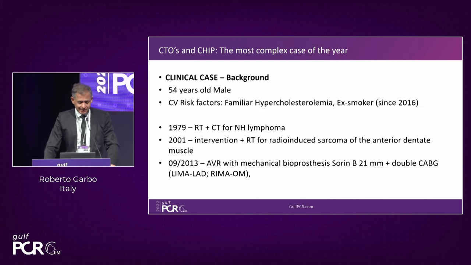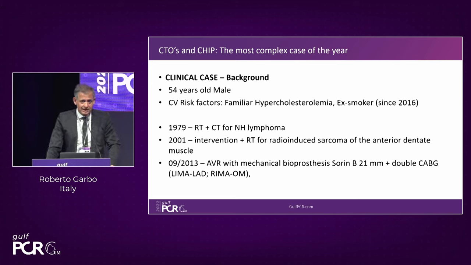Then we go to the last case, and then we have time to have some discussion. This is the most complex case I did this year. It's a very unlucky patient, 54 years old male with some risk factors, but the main problem that he had, in 1979, when he was really young, was non-Hodgkin lymphoma that was treated by radiotherapy. And then in 2001, he had a new cancer, a sarcoma of the dentate muscle. So he had a new radiotherapy for that cancer. So we have this kind of situation.